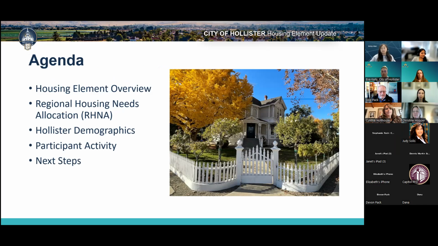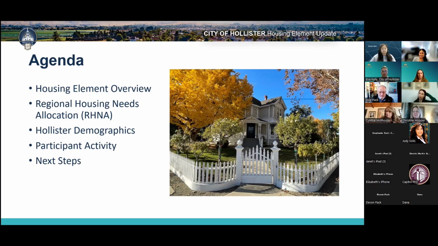All right. So today's agenda, we'll start by providing a brief overview of the housing element and what goes into the housing element update process. We'll then jump a little bit deeper into the regional housing needs allocation and how housing needs are determined at the state level and then at the regional and city levels. We'll focus a little bit on Hollister demographics, as that is a big component of how we determine housing needs in the city and what shapes the recommendations and policies moving forward. And of course, we will focus on a participant activity to get input from everybody here today to kind of guide the preparation of the housing element moving forward.